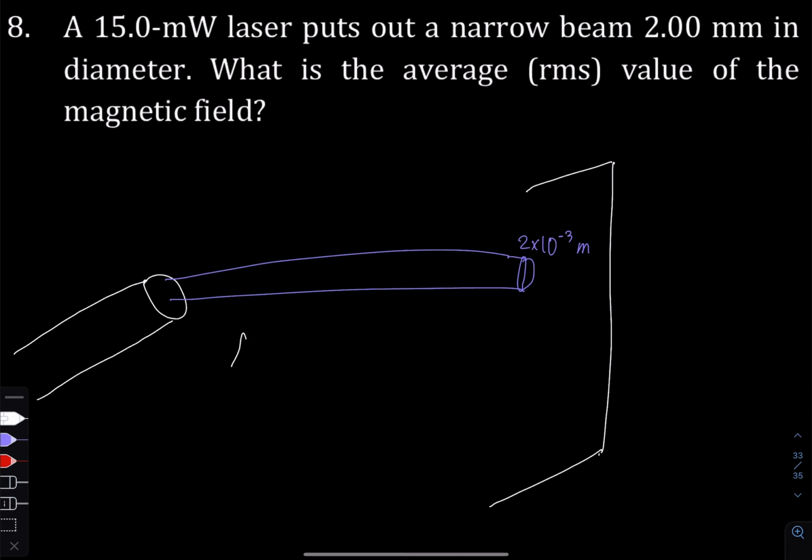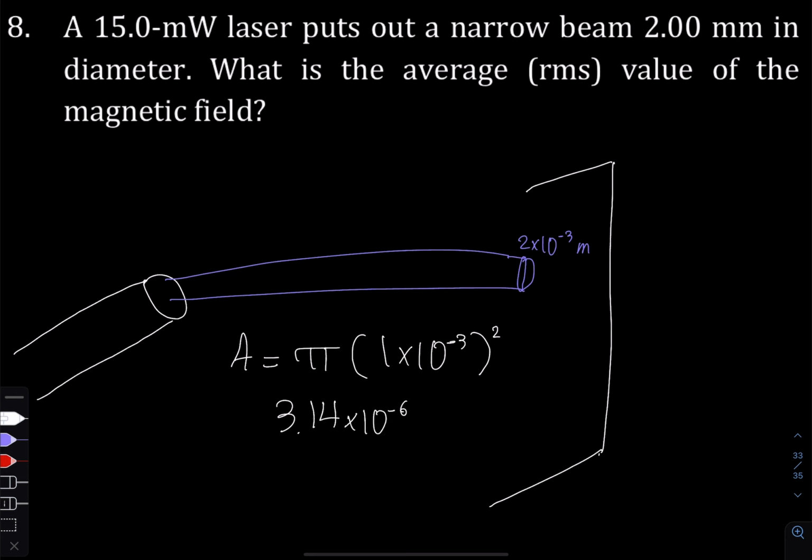So to find the area of the circle, pi times r squared. We have the diameter here, but we want the radius, so divided by 2. So that's 1 times 10 to the negative 3, and that's squared. So then we get pi times 10 to the negative 6, basically.